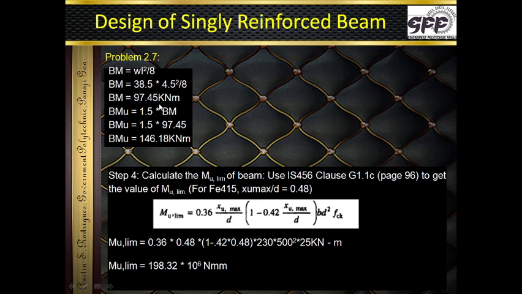Having got the bending moment coming on the beam, now we have to find the ultimate bending moment due to the partial load factor. Partial load factor as far as dead load and live load are concerned is 1.5, which we have seen in the previous chapter. So BMU will be equal to 1.5 into the bending moment. So 1.5 into 97.45. So BMU is equal to 146.18 kilonewton meter. That means the ultimate bending moment acting on this beam is 146.18 kilonewton meter.